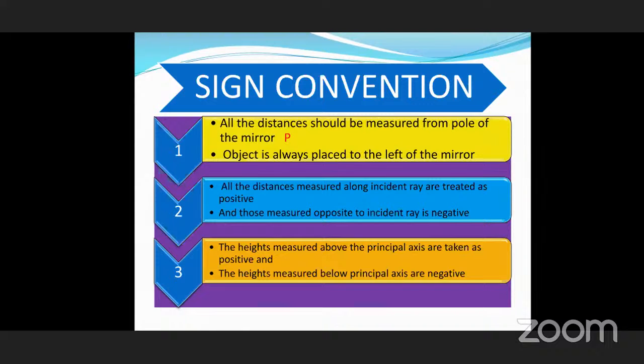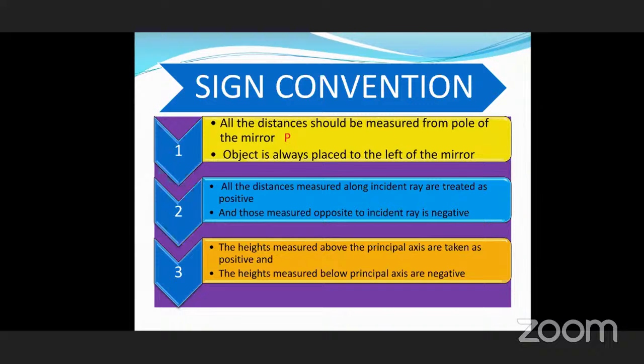While you are taking this, the object is always placed to the left of the mirror, whether it is concave or convex. Now, the second one is that all distances are measured along the incident ray. Distances we have to measure. Object is placed. Generally, we can measure the distance from object to mirror or mirror to object. The length is constant. There is no problem.